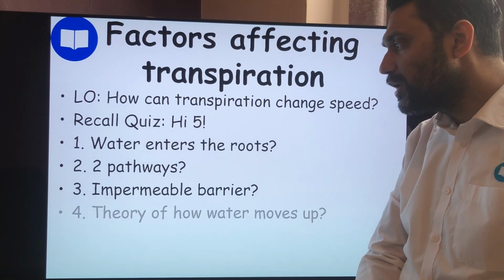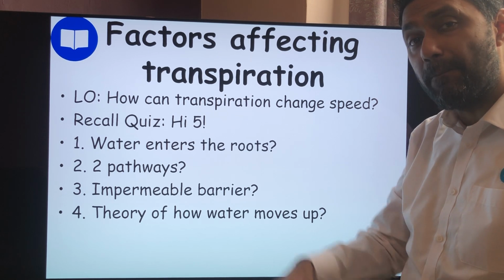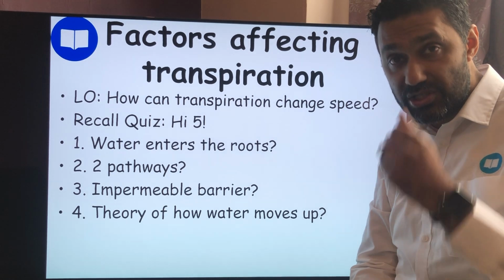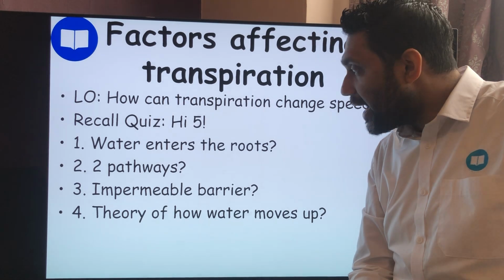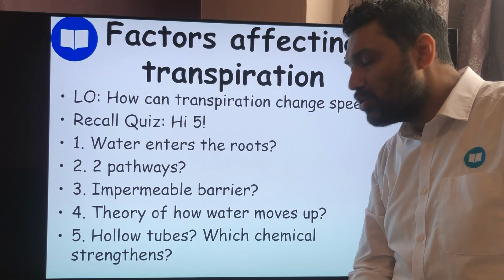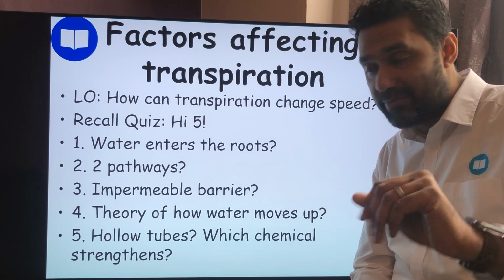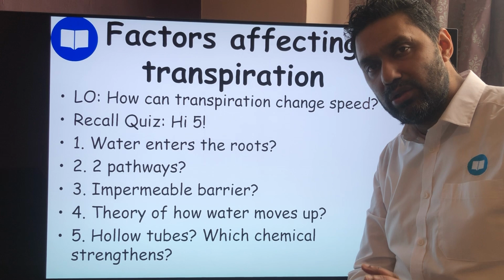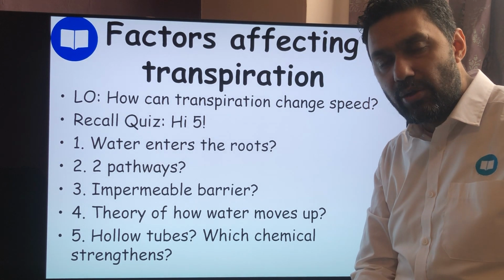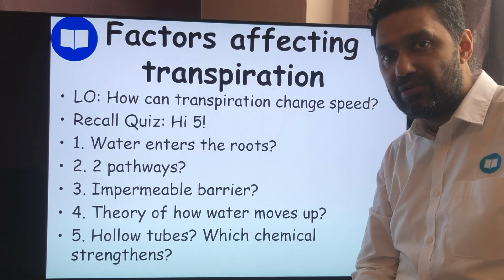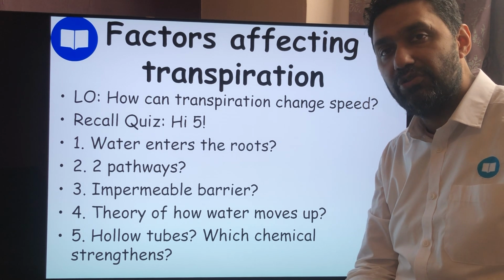Question 4, what is the theory known as of how water moves up the stem to the xylem? So what is the theory of how water moves up the stem? And question 5, those hollow tubes, I think I've already mentioned them. What are those hollow tubes called that go through the roots up the stem and into the leaves? And what's the chemical that strengthens them so they become rigid and don't collapse? So have a go at answering those questions, write them down, pause the video to give you a bit of time, and once you unpause it and restart the video, we'll go through the answers now.